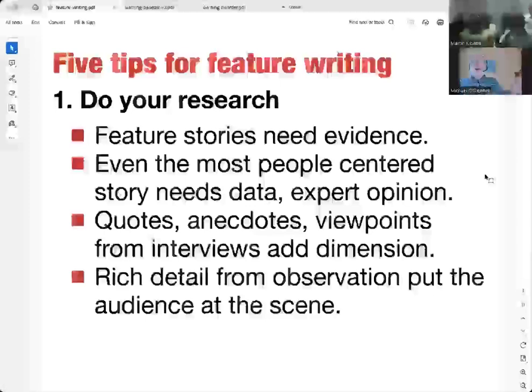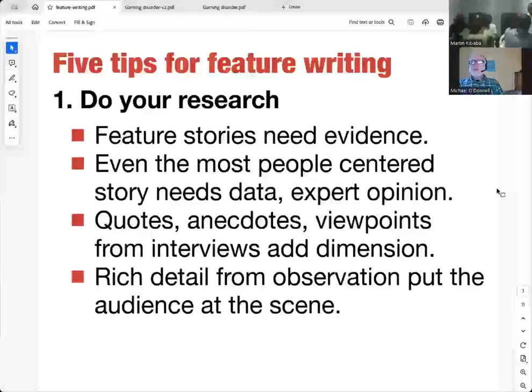So, of course, the tips begin with do your research. I'm going to drive it home again. Even the most people-centered stories need data, and they need opinion, expert opinion. So it's where you get it from interviews or you get it from reading articles. You need quotes, anecdotes, viewpoints from interviews, and like I said, those add a lot of dimension to what's going on, and rich detail from observation.